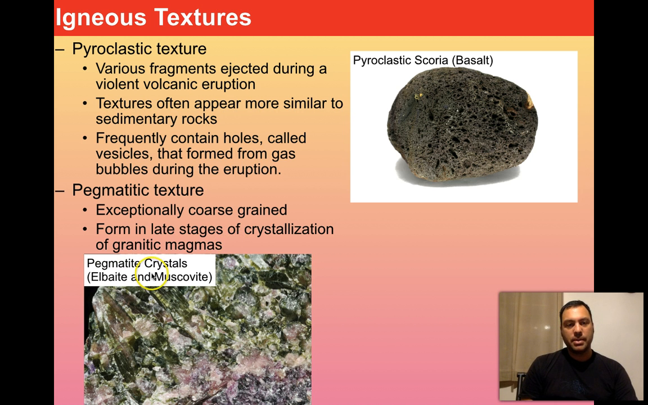So here we see pegmatite crystals of elbaite and muscovite, and these are large crystals. Unfortunately I don't have the scale on here, but they're several inches long. Down here is another purple mineral, and I believe these are called lepidolites. And I believe these are collected from a magma chamber, a pluton in the San Diego County area.